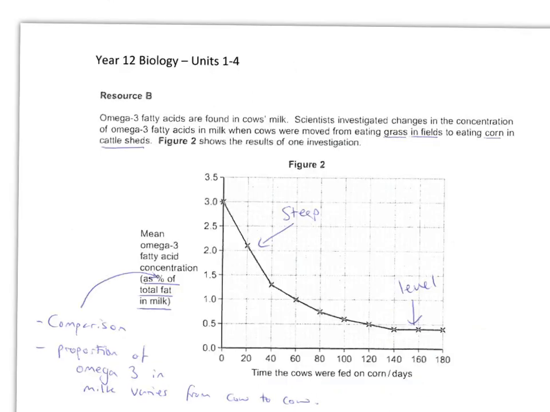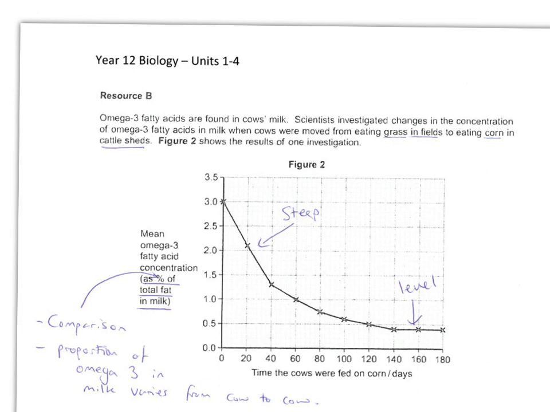If we're going to look at this graph, sometimes there are some really important points in the words of the resource as well. This lets us know that some cows were moved from eating grass in fields to eating corn in cattle sheds. So 2 things here. There are lots of variables involved here, which, if we have to evaluate, you could use against points. So one thing, they're going from eating grass to eating corn, so that's one independent variable that's changing, but also they're going from fields to cattle sheds. So there's all sorts of other things that could be factored in here.